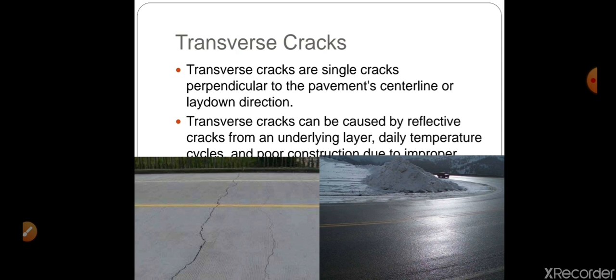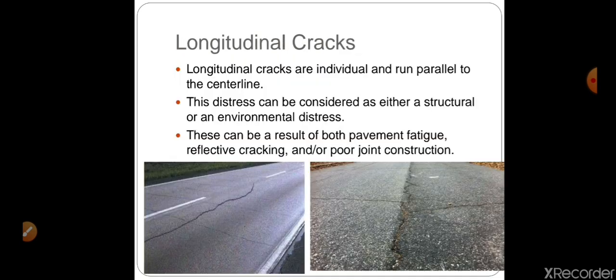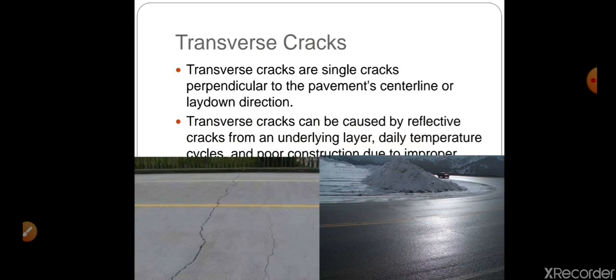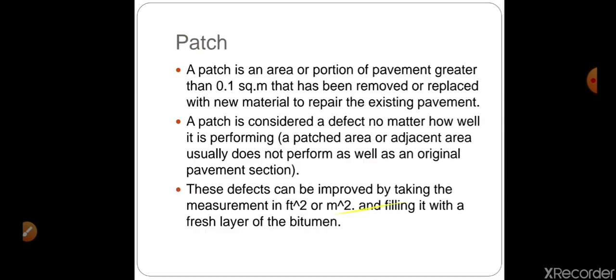Next, transverse crack. You can see that is the longitudinal one, and this is the transverse, that is perpendicular to the longitudinal. It is a single crack perpendicular to the pavement center line or the lay down direction. Transverse cracks can be caused by reflective cracks from the underlying layer, daily temperature cycles, and poor construction due to improper joints, that leads water into the transverse cracking.